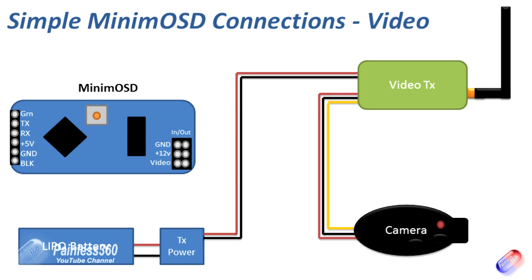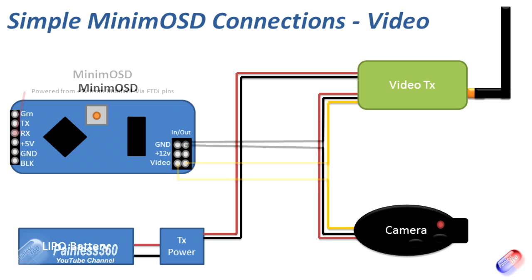So normally in a FPV system, you are going to have a video transmitter, and out of that will be a 3 or 4 cables that will go to the camera, and that will supply a positive voltage, a ground, and usually a signal wire for the video. Now what we need to do is to put the MinimOSD in between the camera and the video transmitter.